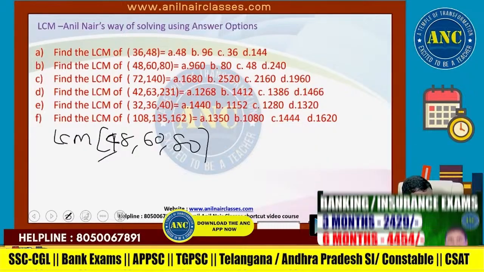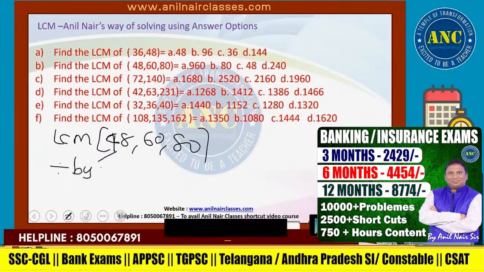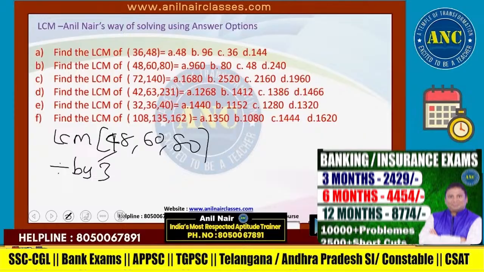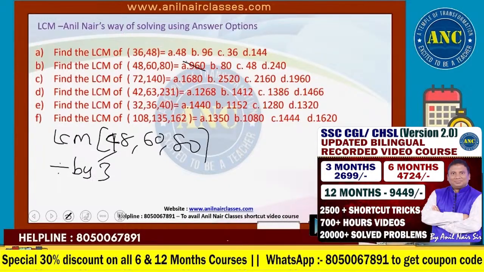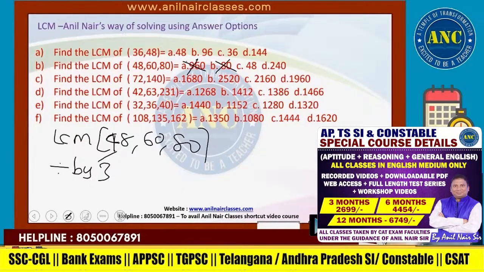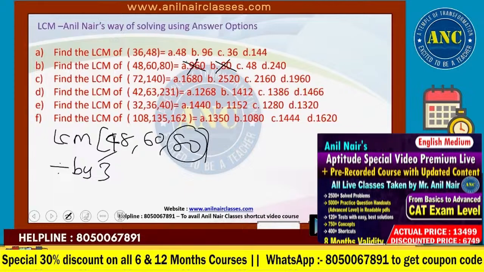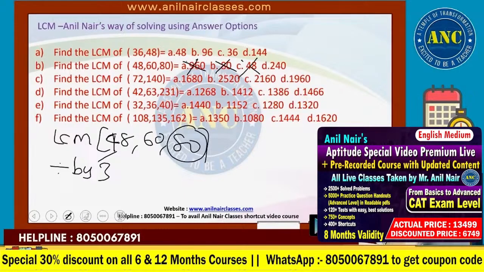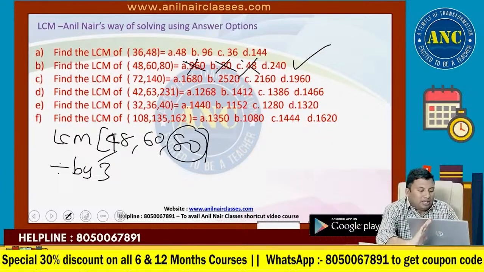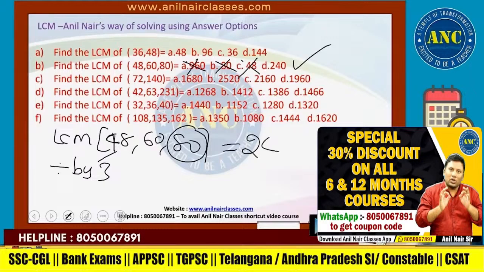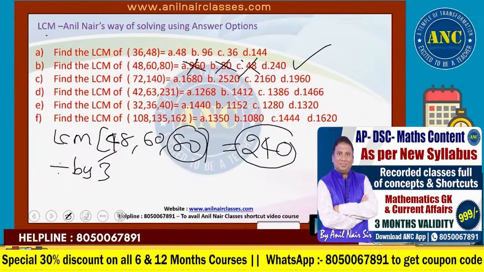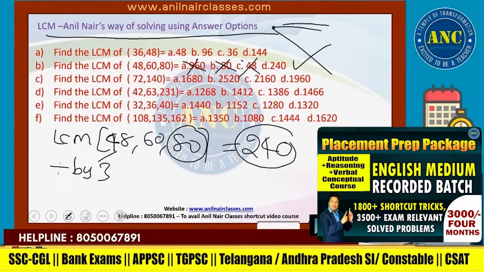48 is divisible by 3, so the answer should be divisible by 3. 960 is not divisible by 3. 80 is not divisible by 3. LCM comes out from the highest number; it cannot be the lowest number. Answer is 240. Remember, you can also do LCM by using answer options in two methods.